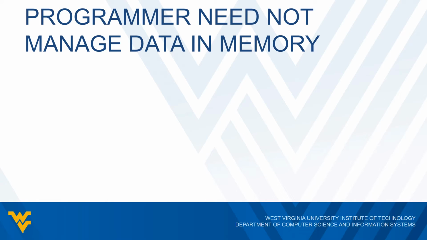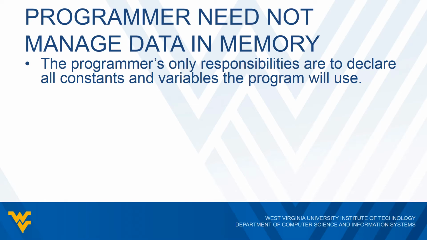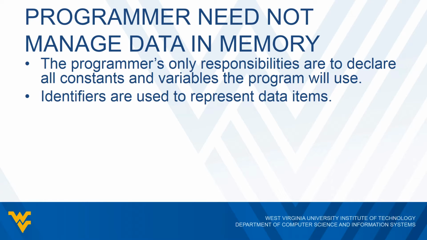The first expectation was that the programmer need not manage the details of the movement of data items within memory or even pay attention to exactly where those items are stored. The programmer's only responsibilities are to declare, or in the case of Python, create, all constants and variables the program will use. So this just involves selecting identifiers to represent the various data items and indicating the data type of each, whether it's in a declaration statement or, in Python, an assignment statement. Now the identifiers can be descriptive names that relate to the problem that's being solved.